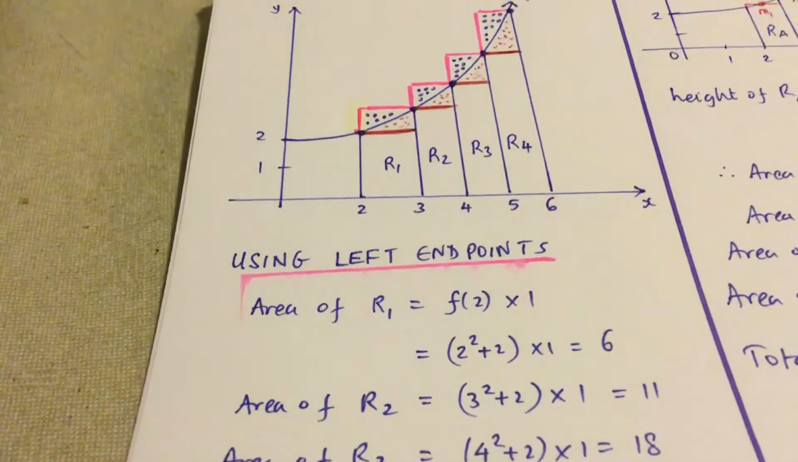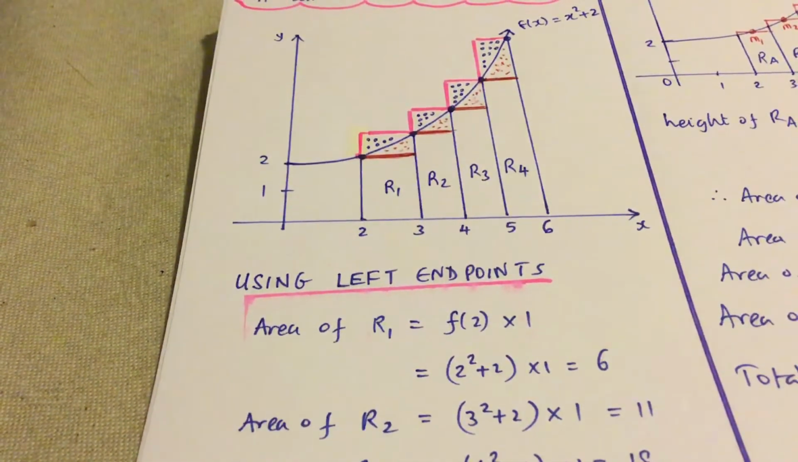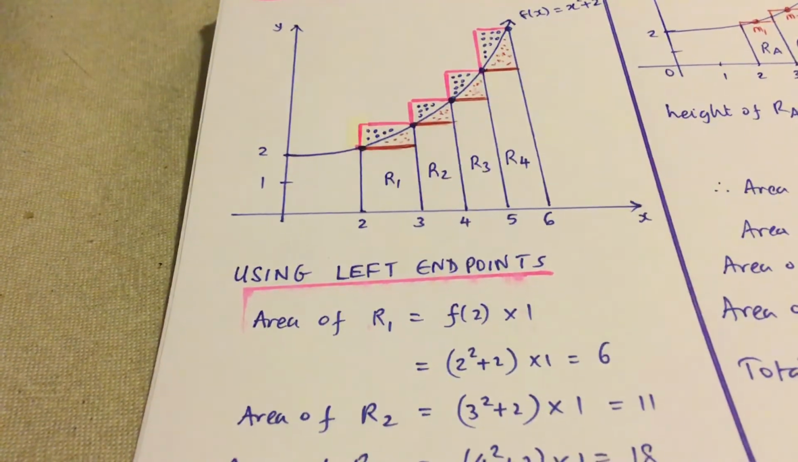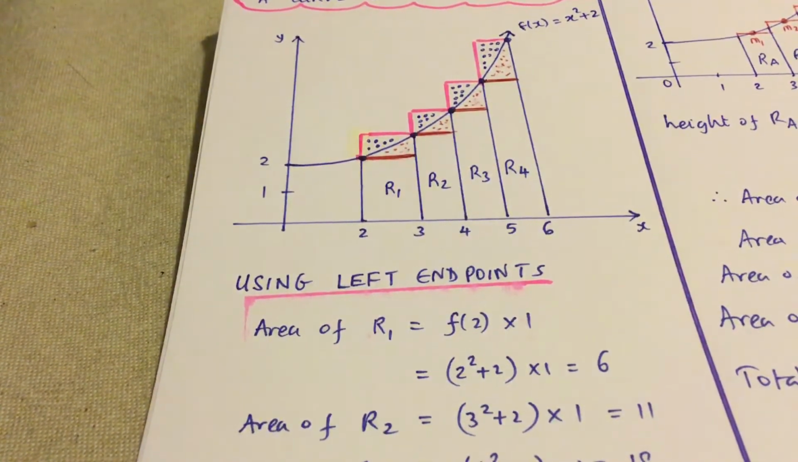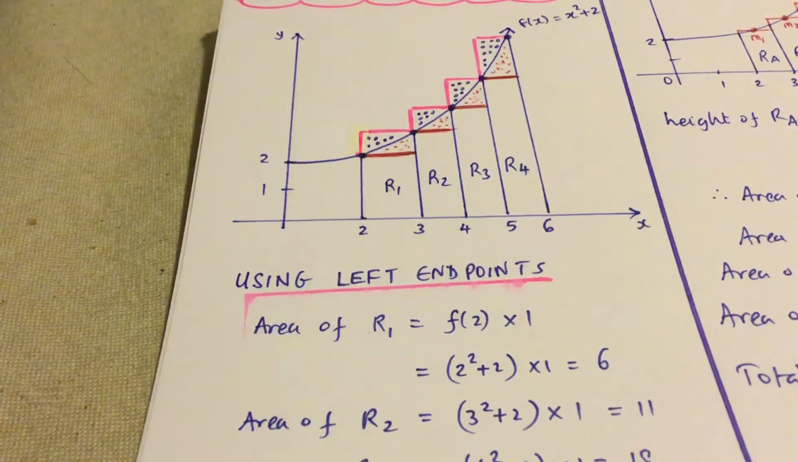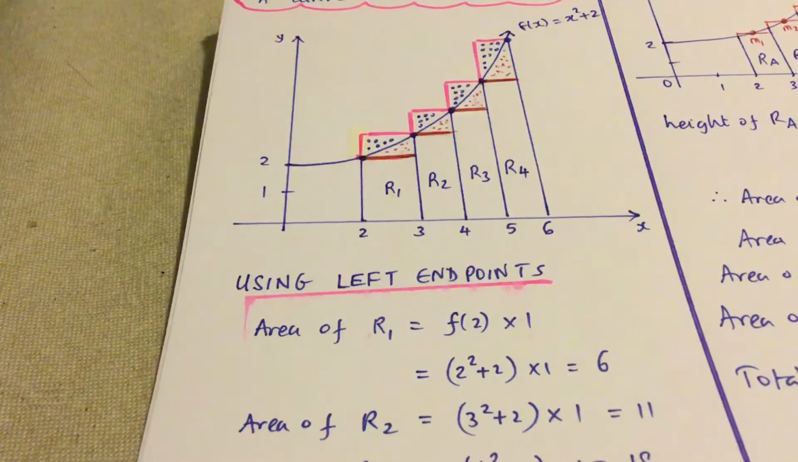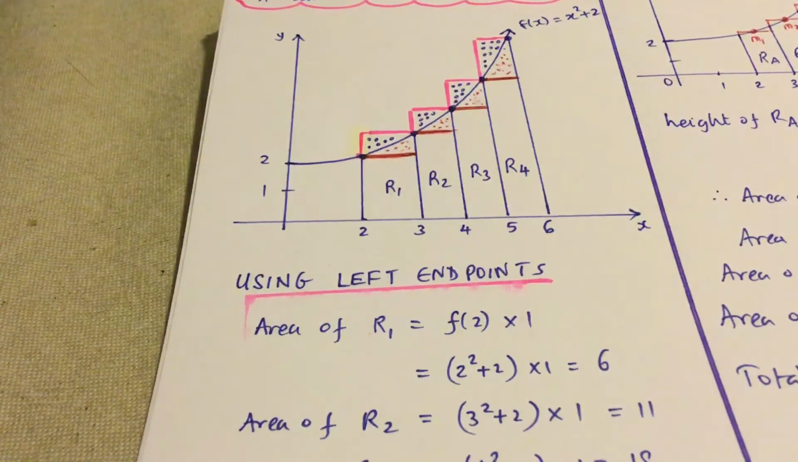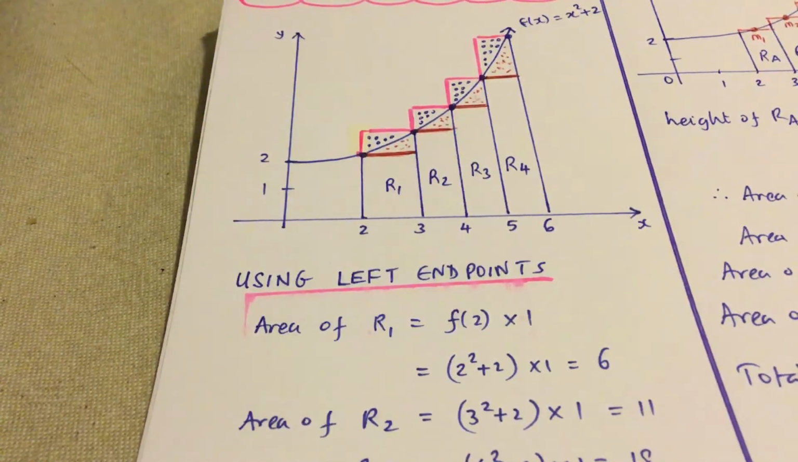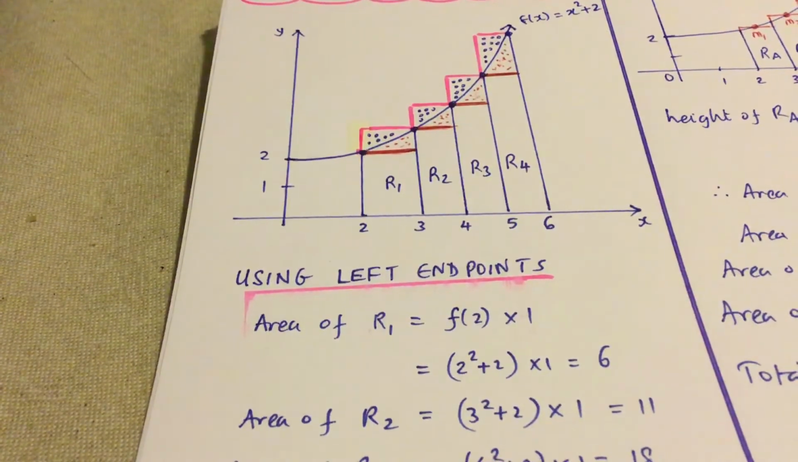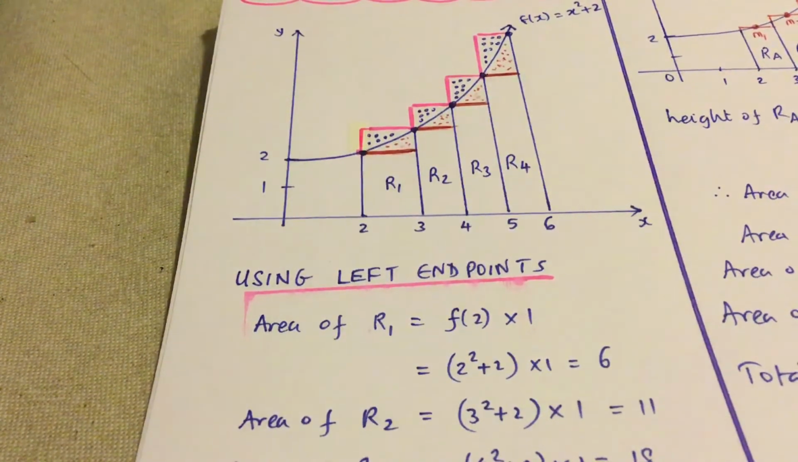Similarly, to find the area of R2, we use the left endpoints again. R2 lies between 3 and 4, so the left endpoint is 3, and the height of the rectangle when x is 3, you just replace x by 3 in f(x), which is 3 squared plus 2, which gives you 9 plus 2, which is 11, and 11 times 1 is 11. So the area of R2, rectangle 2, is 11.